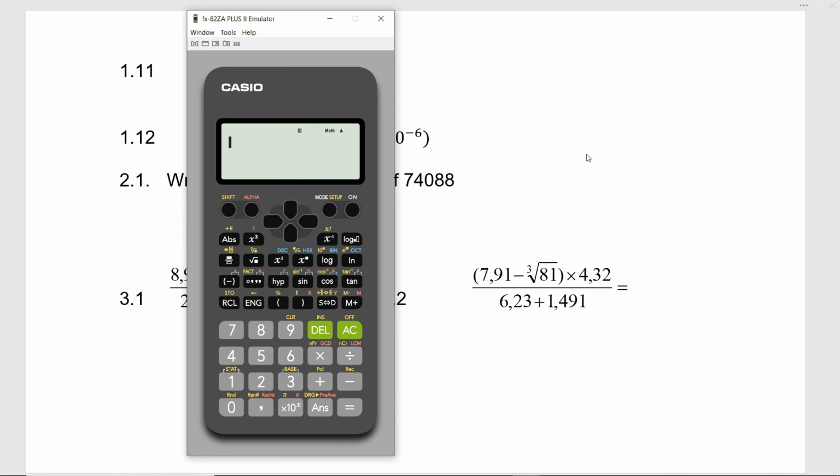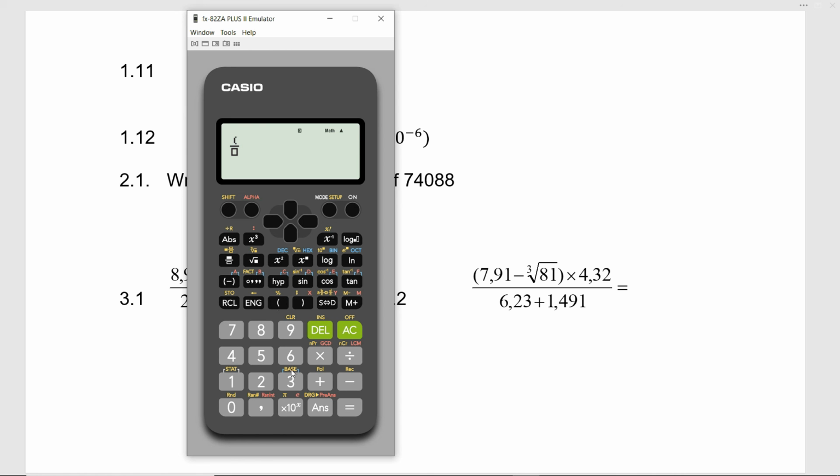Okay, I need to use brackets here, and there are times when you must use brackets on a calculator. And you know what, if you're ever unsure, use them, because if they are unnecessary, the calculator just ignores them and carries on as normal.